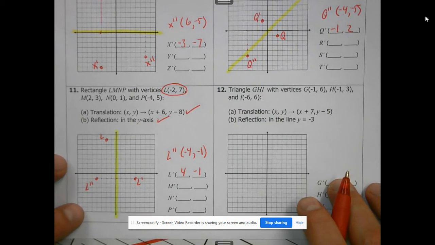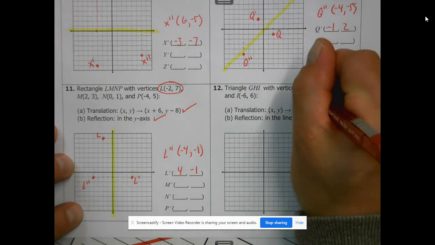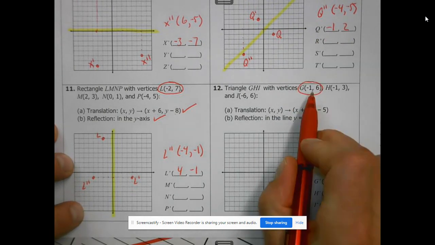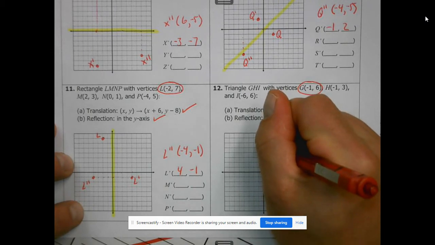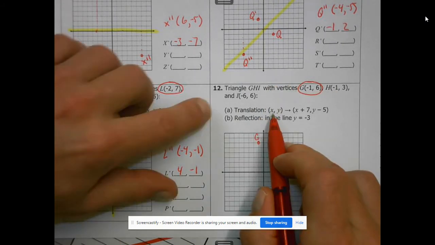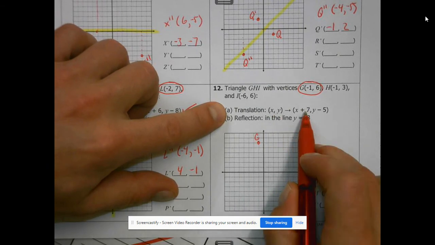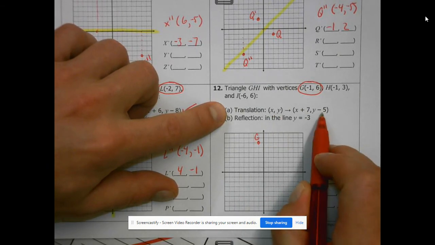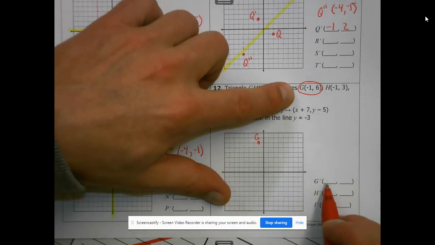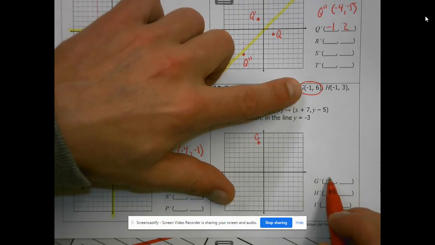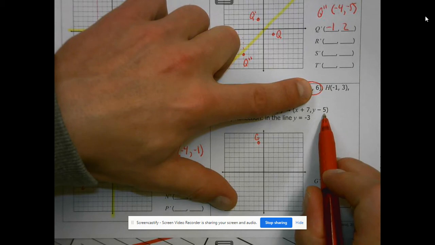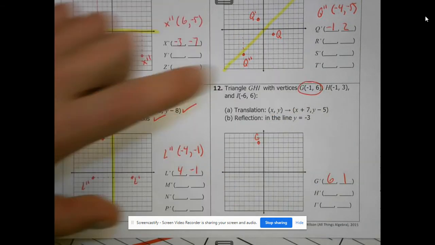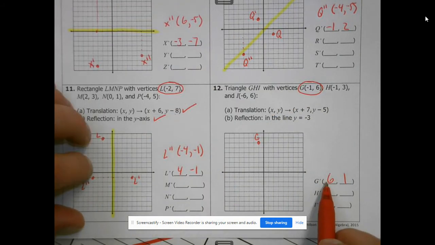Last one, number 12. Let's work with the point G. G is back 1, up 6. First transformation is a translation. We got to add 7 to the x's and subtract 5 from the y's. All right, so 7 and negative 1 is 6. 6 and negative 5 is 1. So graph the point, G prime over 6, up 1.